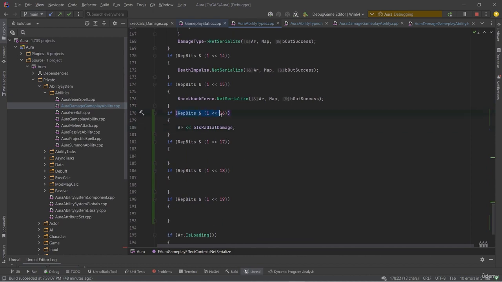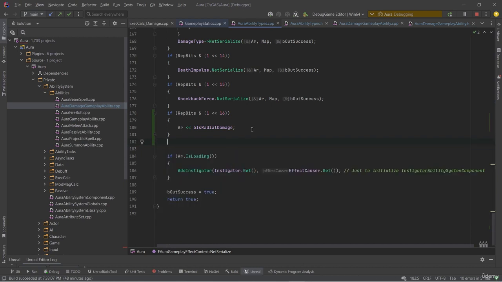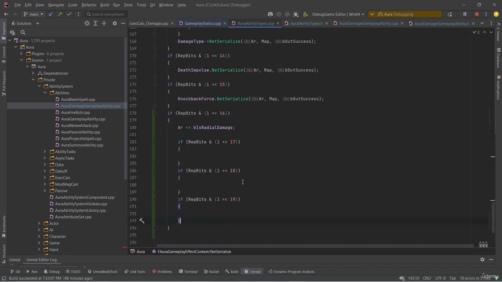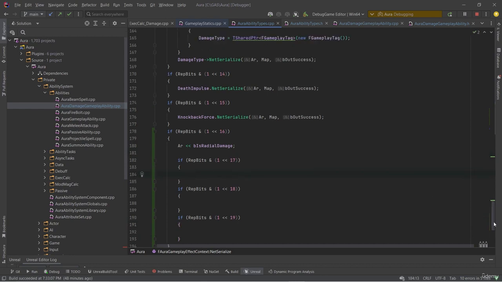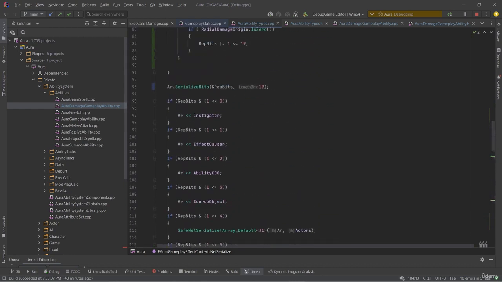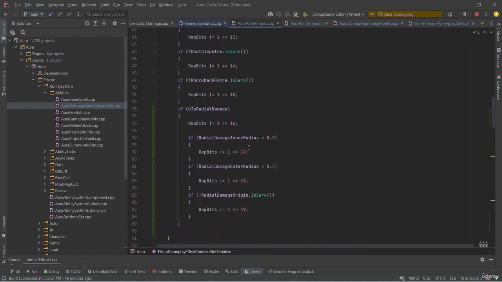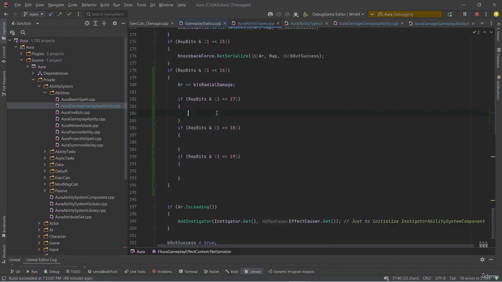Now, if this bit has not been flipped, there's no point in checking these other 4. So if you wanted to, you could also put these inside here as well. Now, we can check if RepBits has its 17th bit flipped. And the 17th bit, if we remind ourselves up here, is RadialDamageInnerRadius. So we can archive that float. So we'll say Ar, RadialDamageInnerRadius, and 18 is the outer radius, so Ar, RadialDamageOuterRadius.